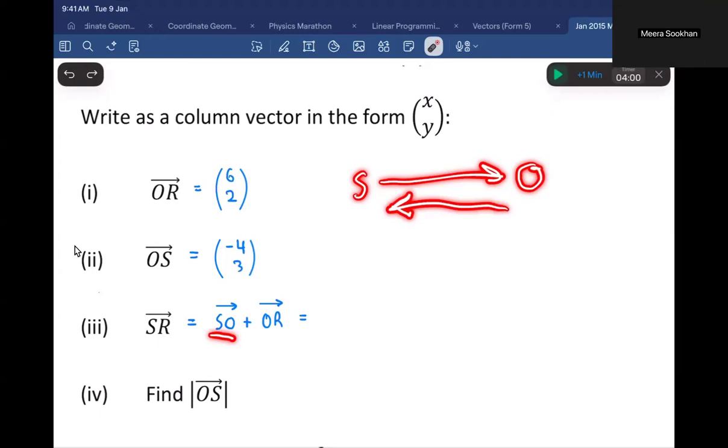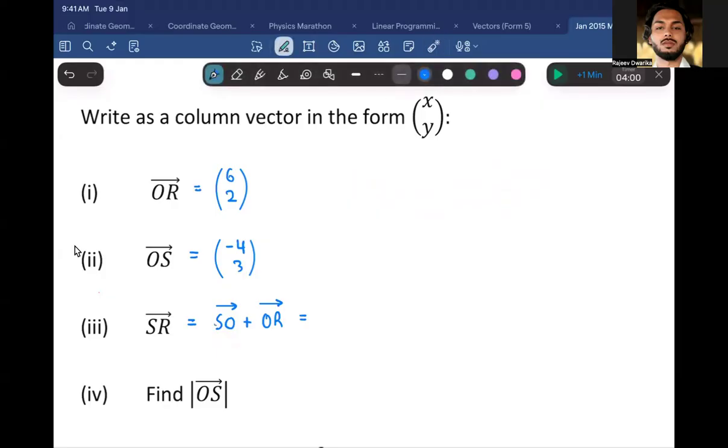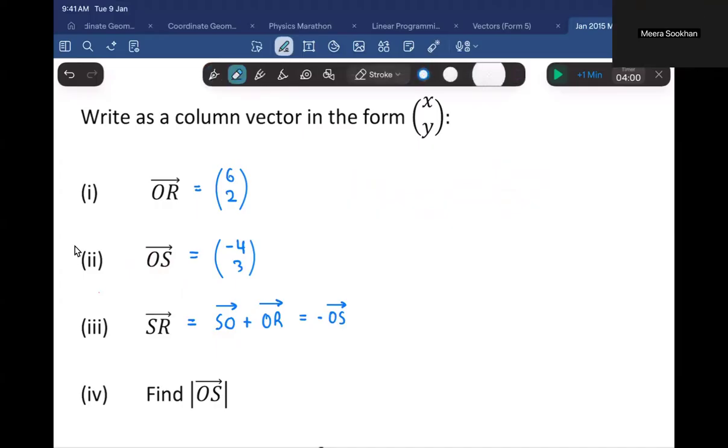So anytime you're going in the opposite direction, the signs are going to change. So in other words, SO would just be equal to negative OS. Why am I saying that? Because if I put a negative sign in front of OS, the direction would change and that would be equivalent to SO. Mira, tell me if that is confusing you. No. You sure you understand that? Yeah, because it's the opposite side, so it will be negative. Nice. And OR, we don't have to do anything with OR. I can write that back.